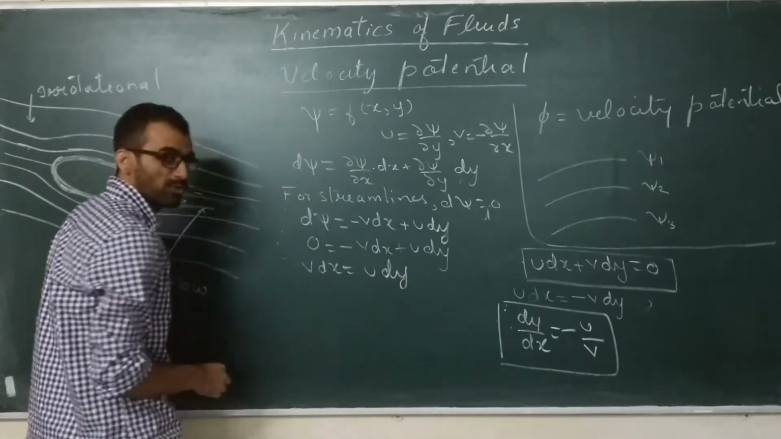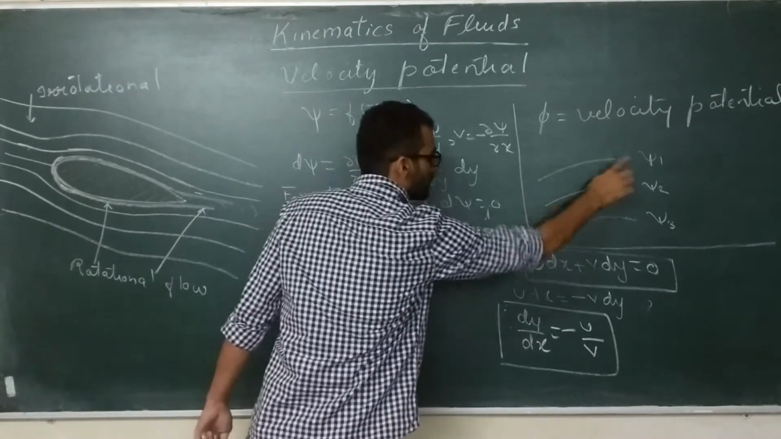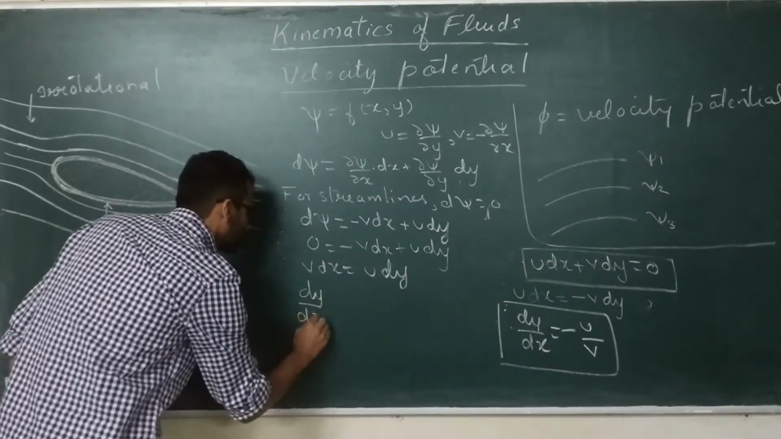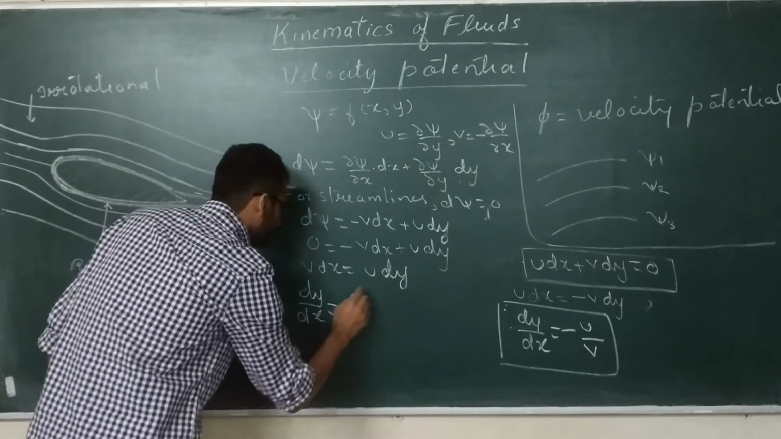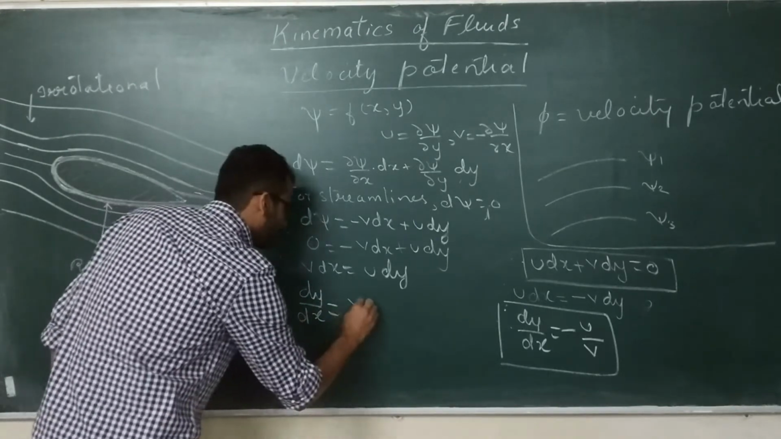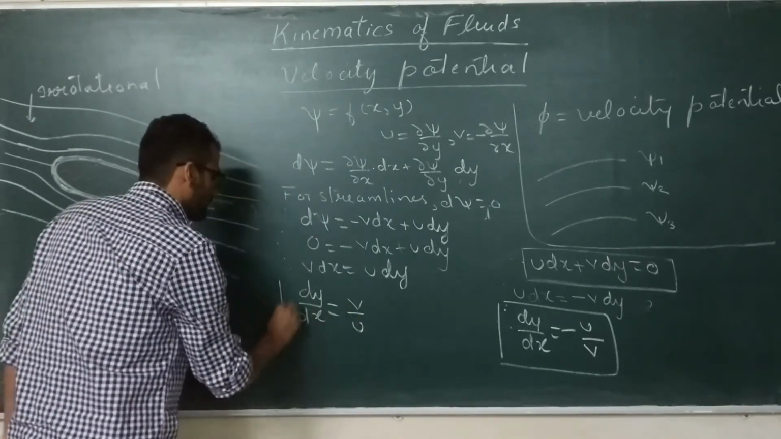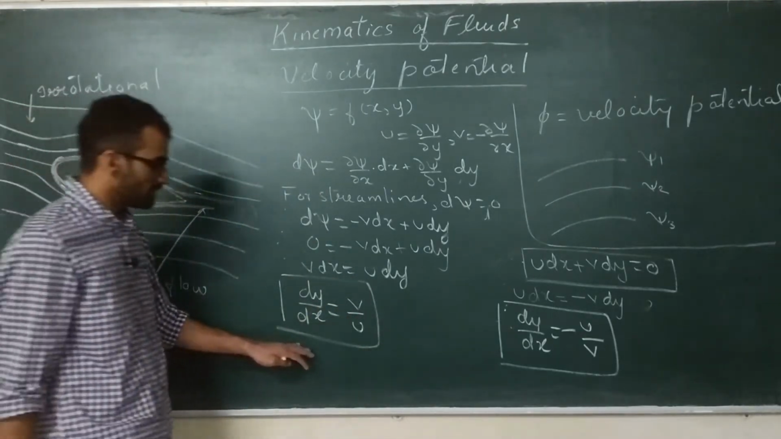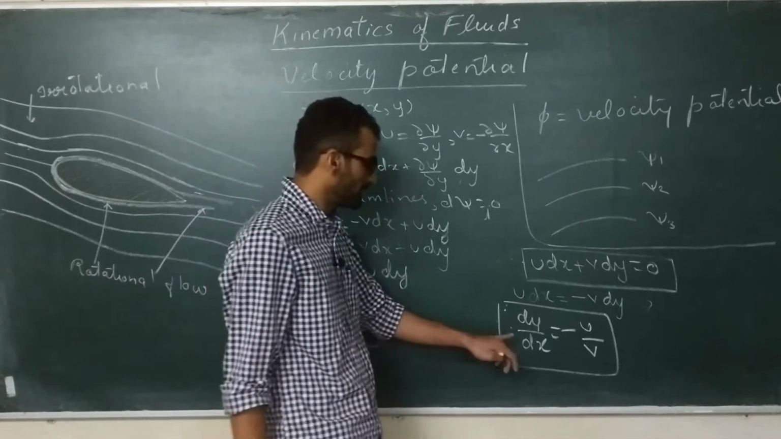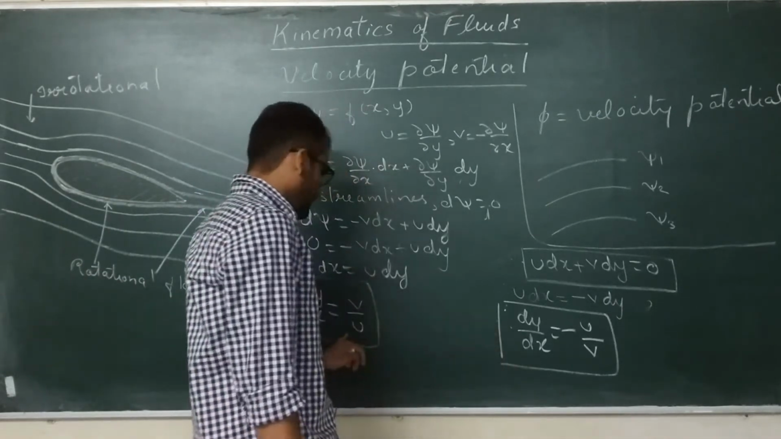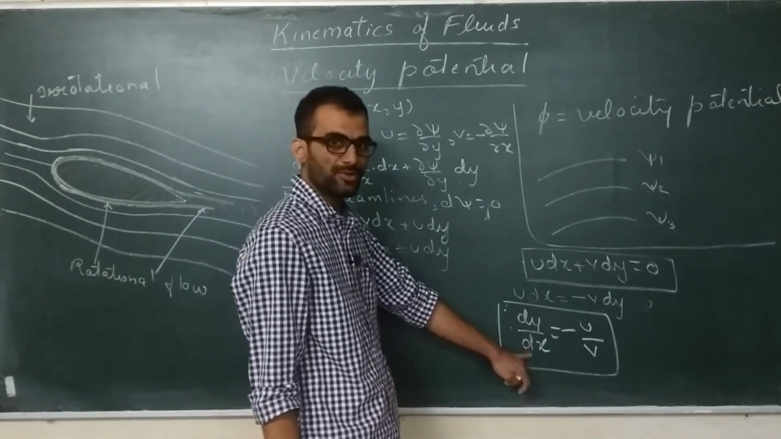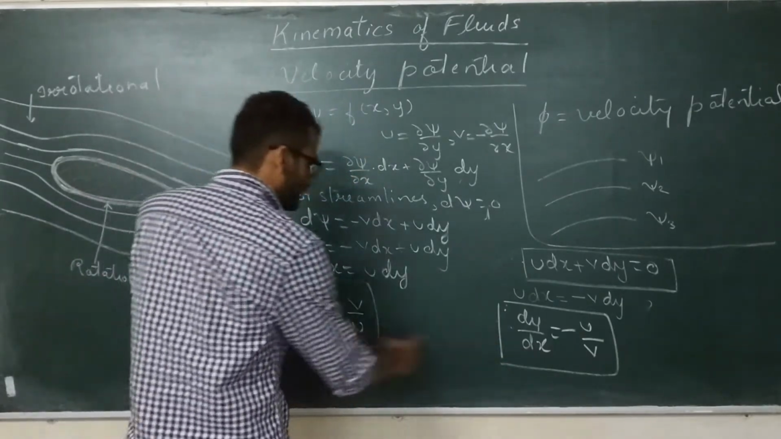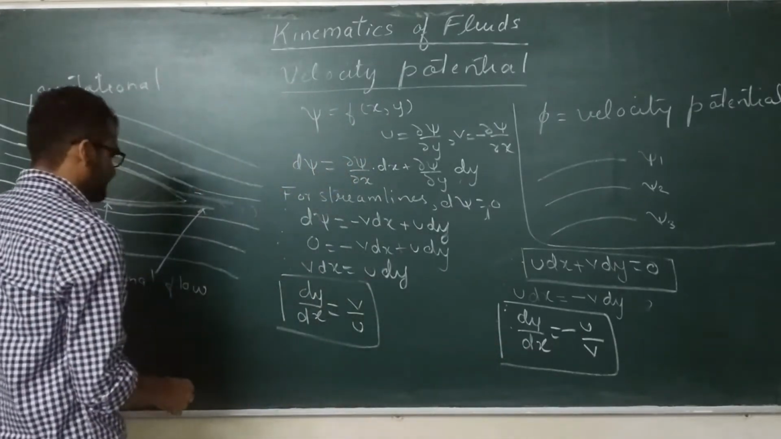So, what will be the slope of this streamline? Dy by dx. dx will go here, so it will be v by u. So, this is the slope of the streamline. Now, immediately you get some understanding. If you multiply the slope of the streamline into the slope of the equipotential line, what are you getting? Just multiply both.